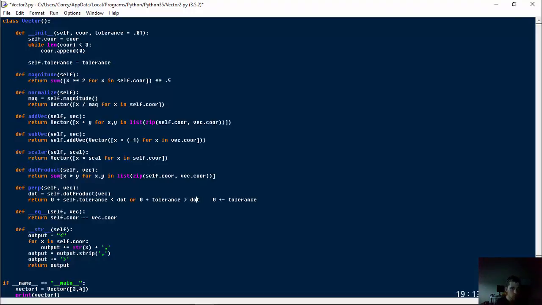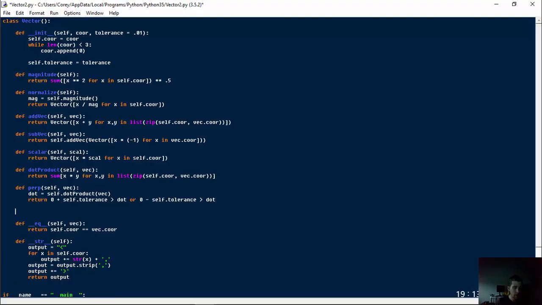So let's flip my signs here. It's supposed to be less than 0 plus the tolerance, and it's supposed to be greater than 0 minus the tolerance. Alright, see, I'm trying to explain things to you, and there's a wrong line of code there. Okay, alright. So we can't do parallel yet.